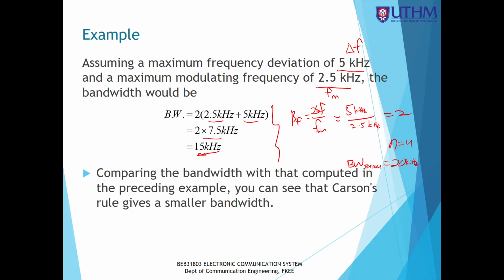So you see that if we use Carson's bandwidth, we get 15 kilohertz. But if you use bandwidth Bessel, we're gonna get 20 kilohertz. By comparing the bandwidth in the preceding example, you can see the Carson rule gives smaller bandwidth, because this is an approximated bandwidth. Compared to that, Bessel bandwidth is more accurate. Lebih tepat.